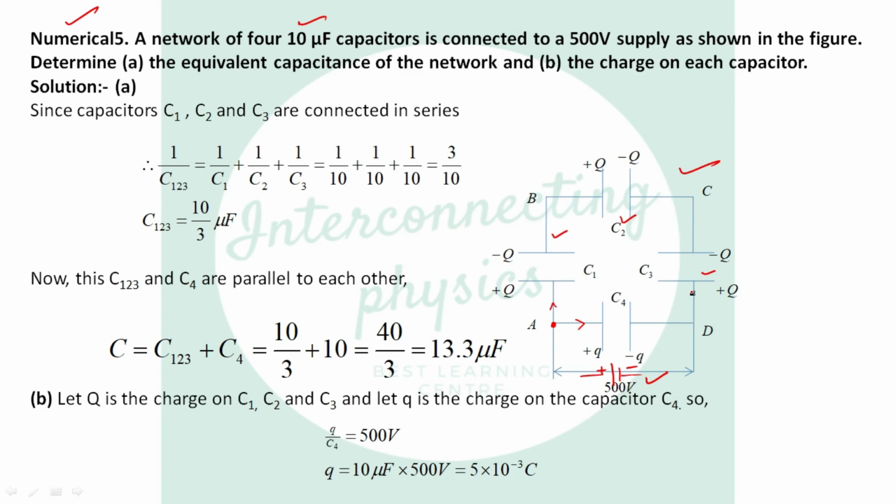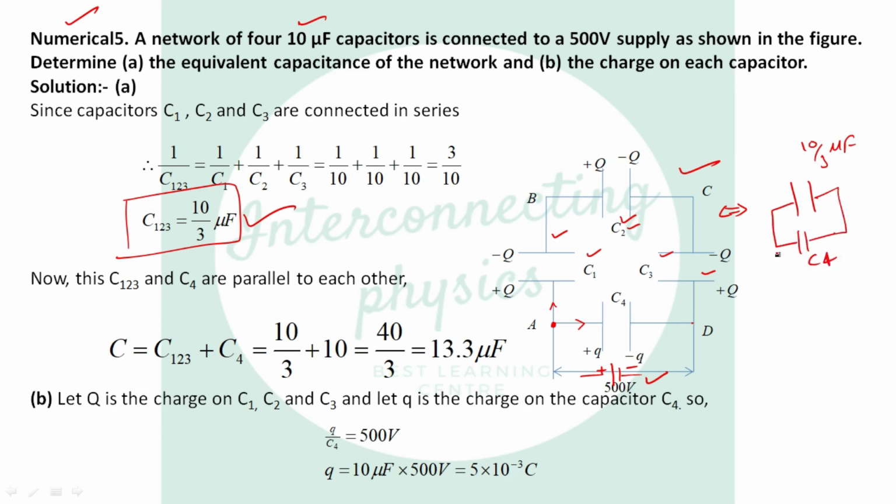Again at point D there will be diversion. Okay, so this C4 is parallel to these combinations. It means C1, C2 and C3 are in series. In series the result will be 1 over C123 equals 1 over C1 plus 1 over C2 plus 1 over C3. Put the values, and the value is 10 by 3 microfarad. Okay, now when we draw the equivalent diagram we see 10 by 3 microfarad is parallel to this C4, and they are connected to a 500 volt battery.